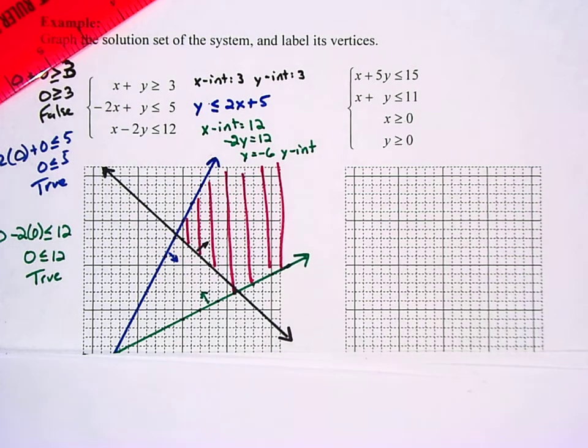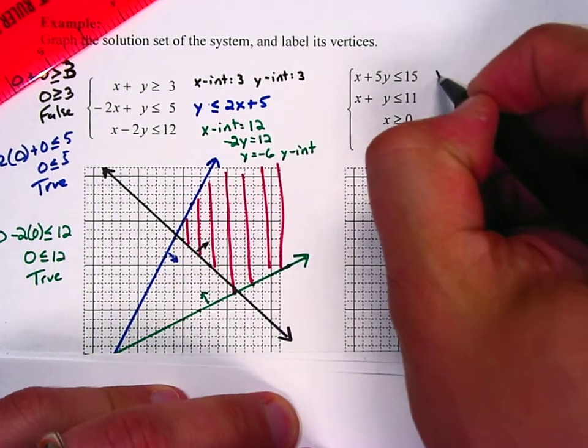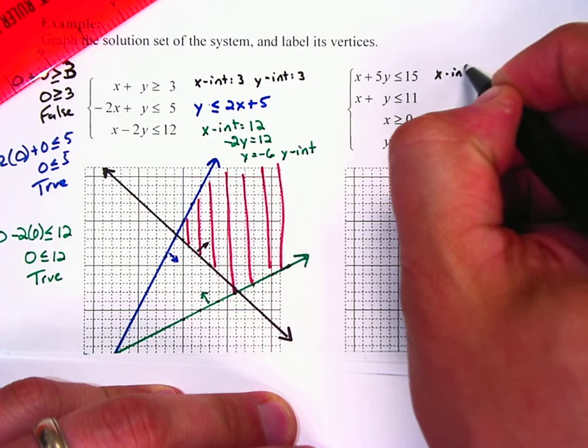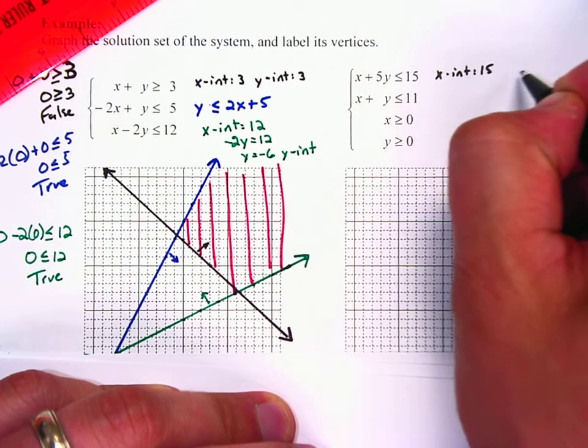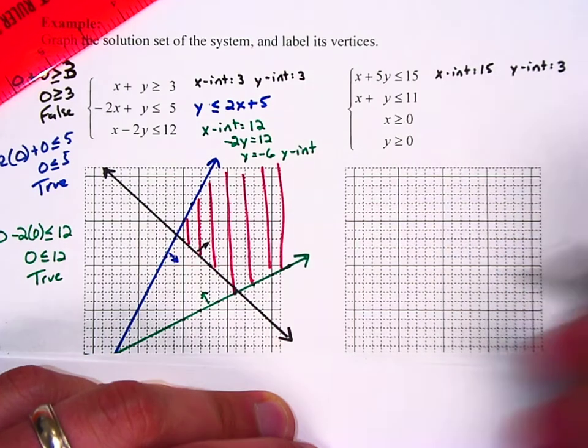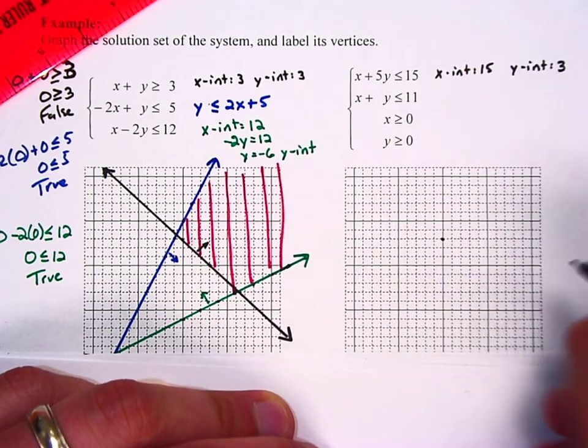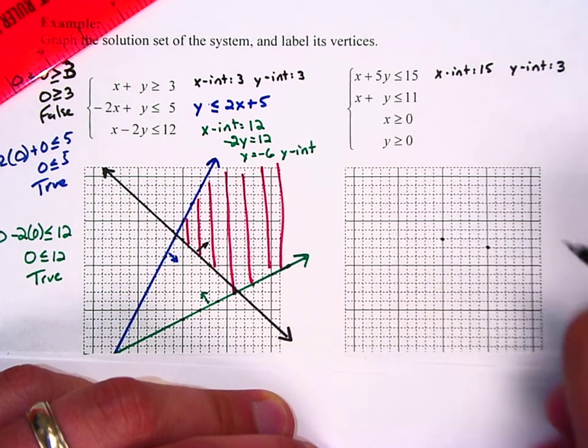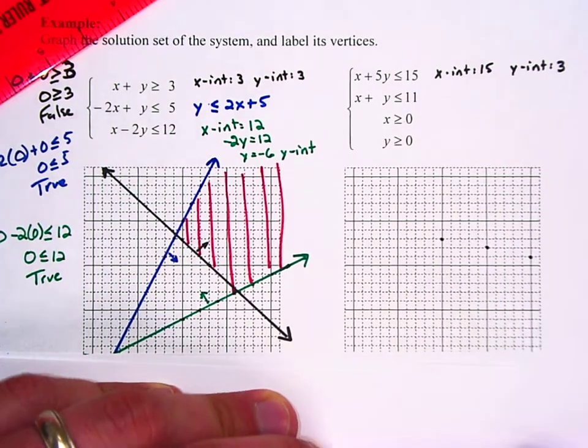Let's do one last example and then we'll be done. Alright, this one here is x plus 5y is less than or equal to 15. X-intercept of 15, y-intercept of 3. So here's my 3. 15 is down here. I could also say 1/5 is my slope. And so there's my line.